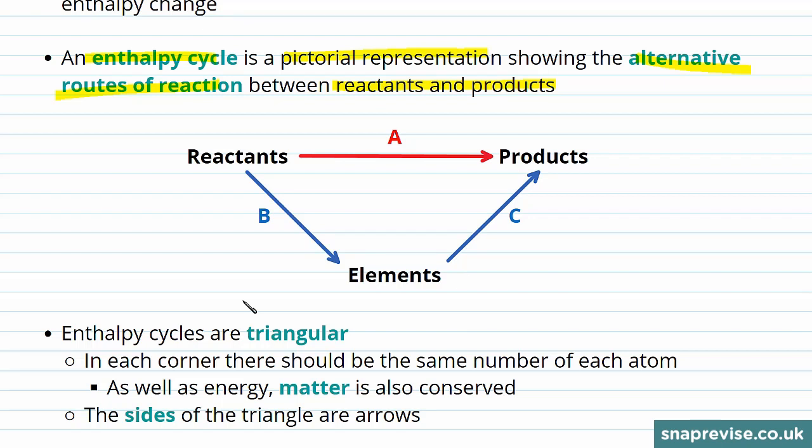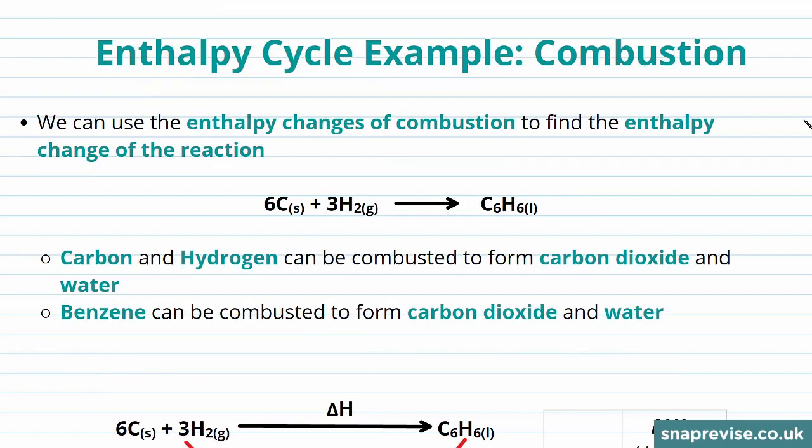Our enthalpy cycles, as I'm sure you can see, are triangular. In each corner there should be the same number of each atom. As well as energy, matter is also conserved, so the same atoms will be in our reactants as in our products. The sides of our triangle are arrows and they show the direction of the reaction. And from this enthalpy cycle we can see that A is equal to B plus C. The enthalpy change as we move from the reactants to the products is the same as the enthalpy change as we move from the reactants to the elements below to the products. So let's have a look at some examples of some enthalpy cycles to understand what exactly is going on.